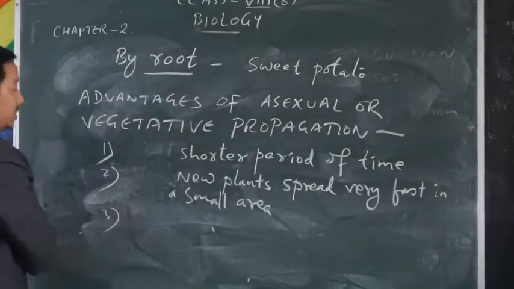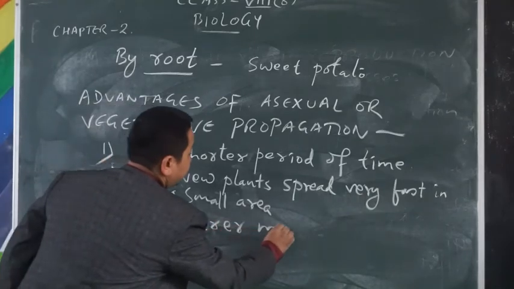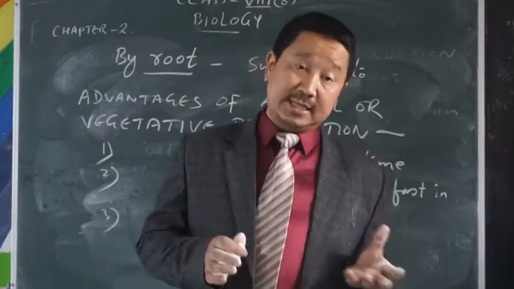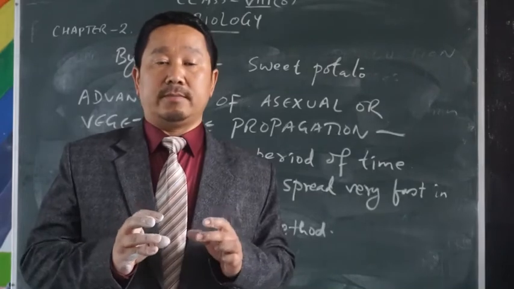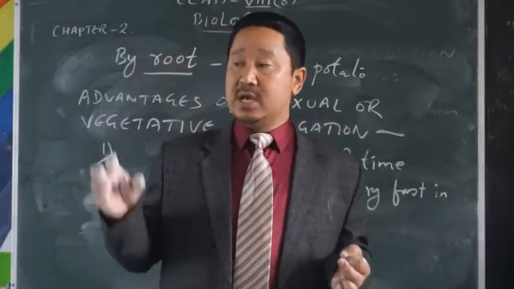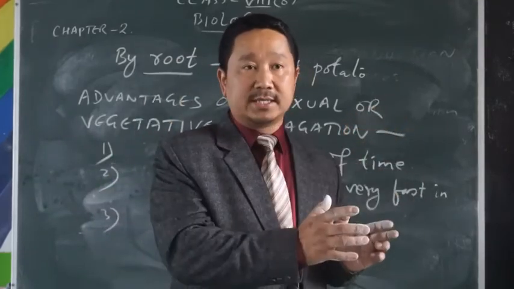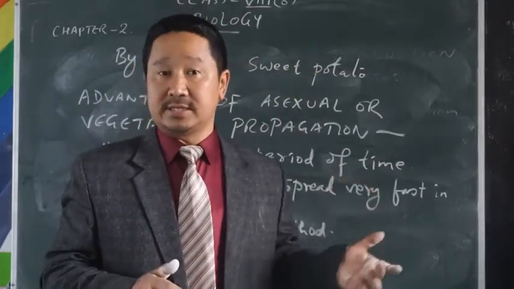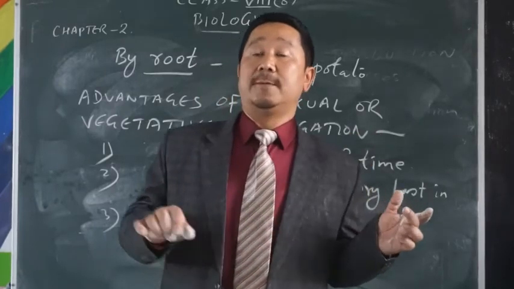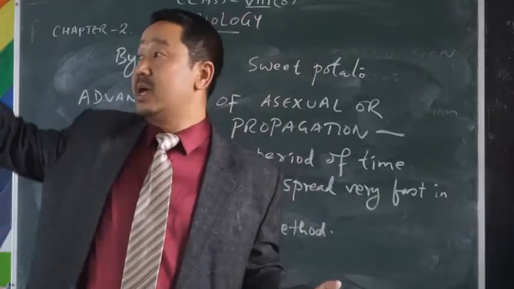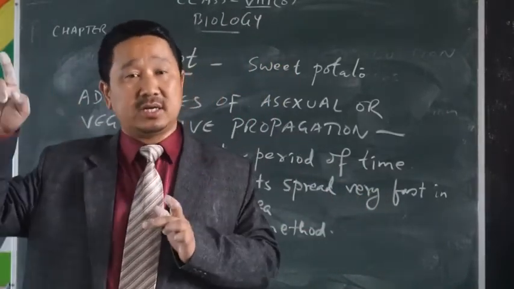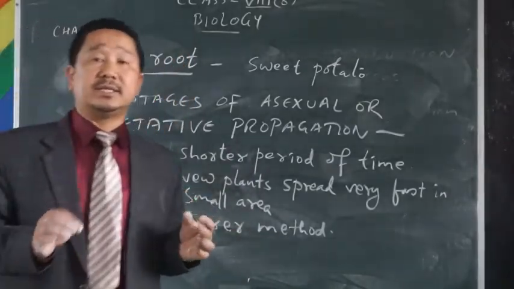And number three, it is a surer method. That means by using the vegetative methods, the plants reproduce certainly. It is a certain process, because the plants are using their own parts. They're using their leaf, their stem, their spores, their roots. So if the parent plant is there, definitely the vegetative propagation is taking place. It is very sure. Whereas in sexual reproduction, the process may not be certain sometimes because pollination has to take place. The pollen has to be transferred from one plant to the other plant, so it depends upon pollinating agents also. It is not that sure. But compared to that, vegetative propagation is a very certain process.